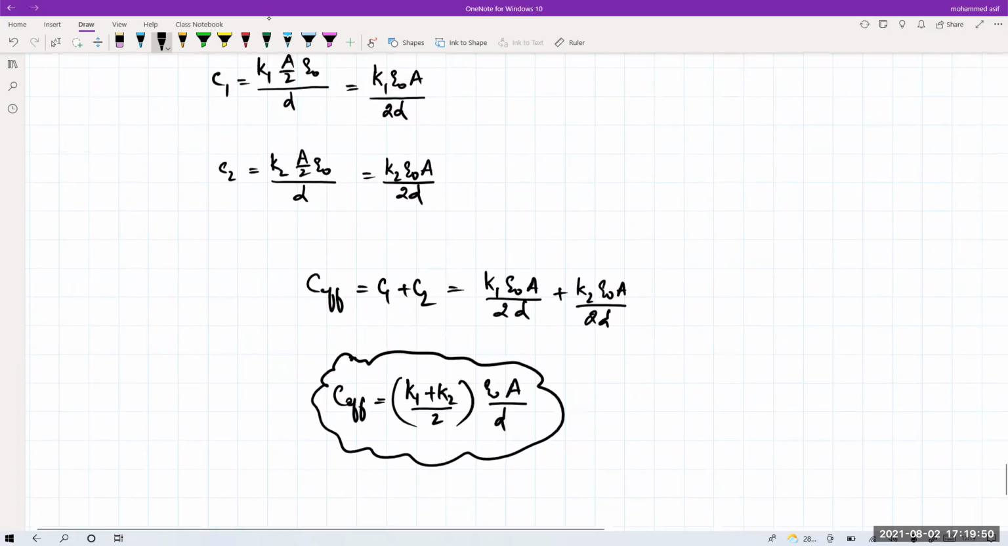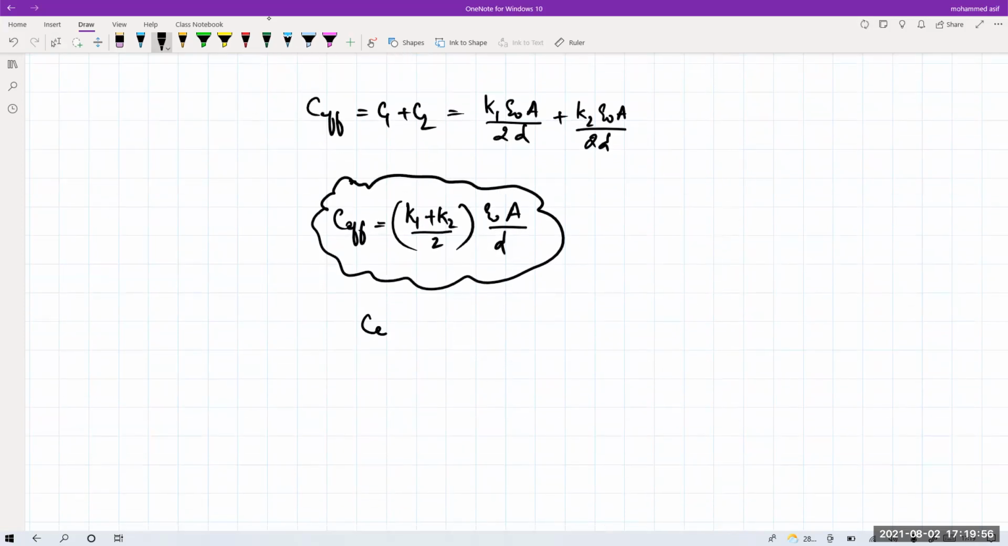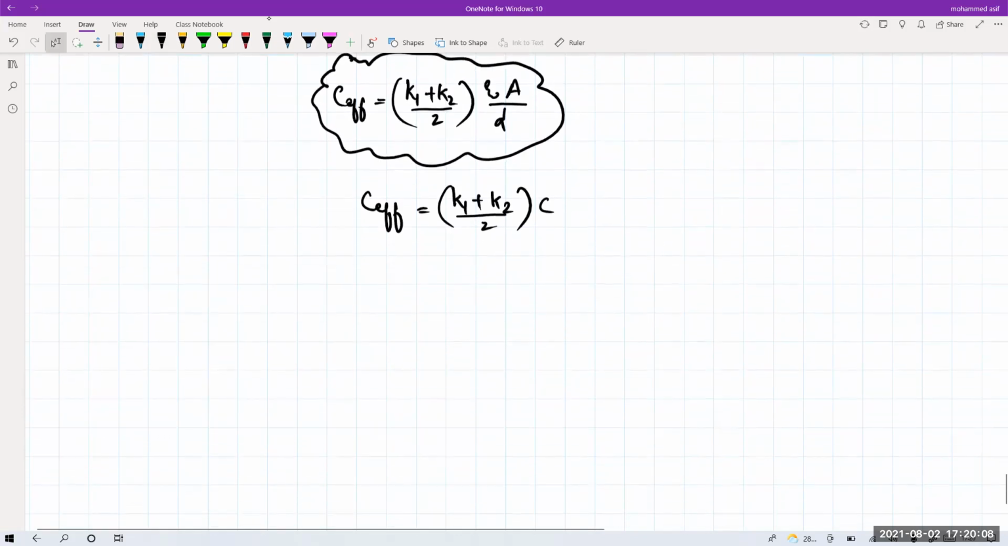Instead of epsilon naught into A by D, which is the original capacitance formula, I can write C effective as K1 plus K2 divided by 2, into C, where C is epsilon naught A by D. Yes, got it, sir.